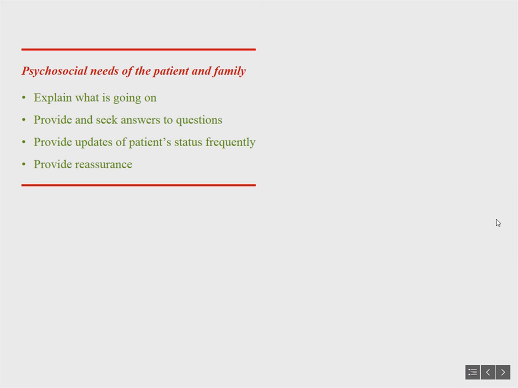Patient can get very anxious and very nervous. Their family members can get very anxious and very nervous. They don't really know what's going on. There's lots of things happening. So make sure that you explain what's going on. Try to reassure them. Let them know you're doing everything that you can.